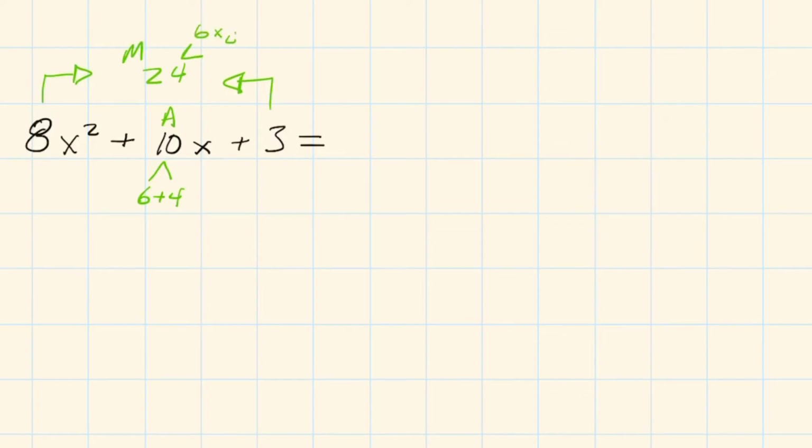So basically, what happens in decomposition is that for the 10x, with that 6 plus 4, we actually rewrite the whole thing. The 8x squared and the 3 stay the same, but in the middle, we break 10x into 6x plus 4x. So 6x plus 4x equals 10x, so this is still the same thing. That's our first step: break the 10x, whatever's in the middle, into our two numbers.